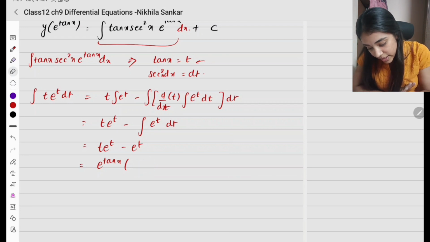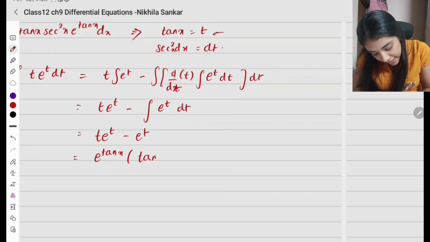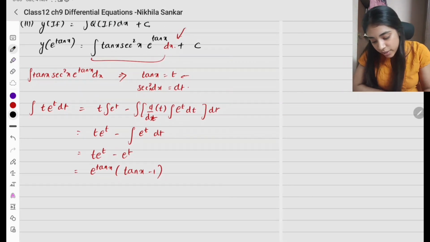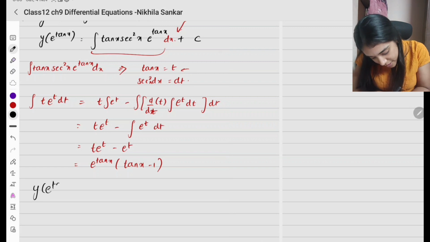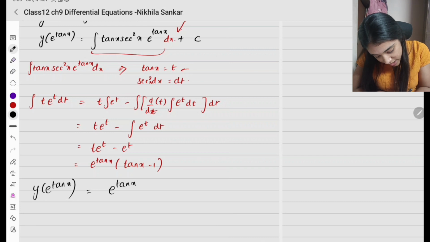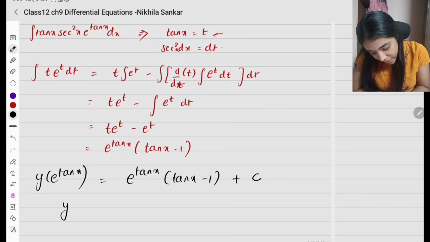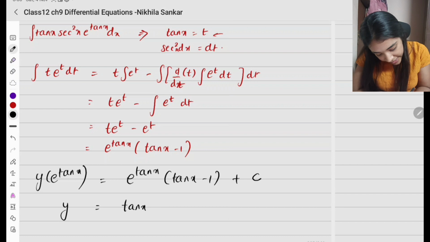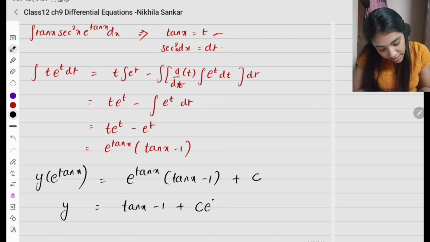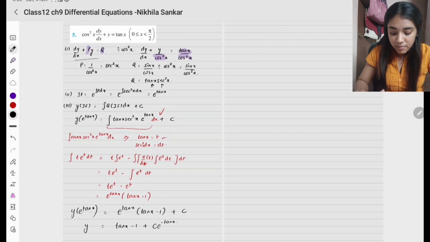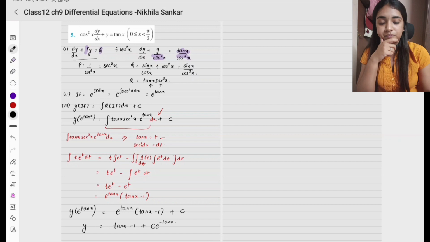What is my t again? It is going to be tan x. So let us write that too: e to the tan x times tan x minus 1. So this is going to be my integral. Now how is the final solution going to look? y times e to the tan x equals e to the tan x times tan x minus 1, plus c. Now dividing the whole equation by e to the tan x, I have y equals tan x minus 1 plus c e to the minus tan x. The e to the tan x in the denominator, when it comes up, I'll have e to the minus tan x. Okay, please copy.